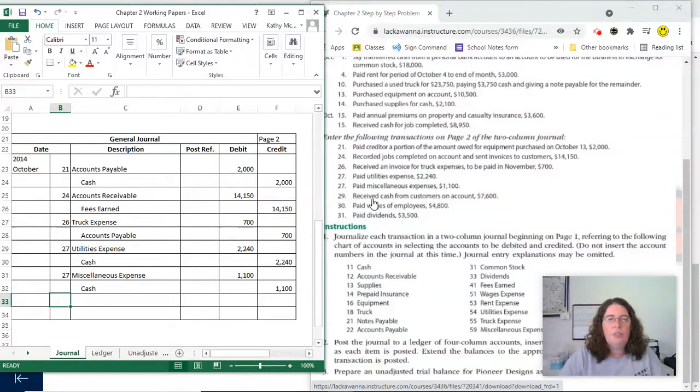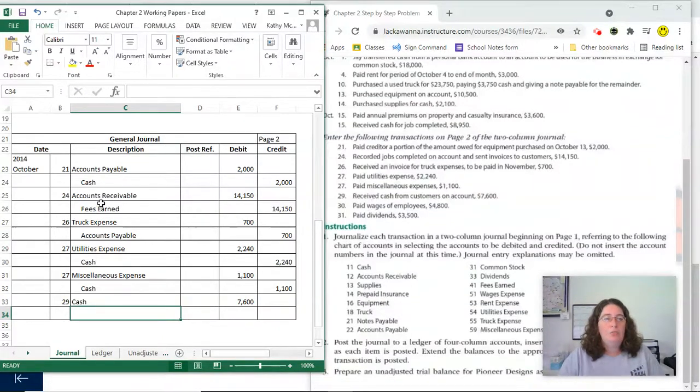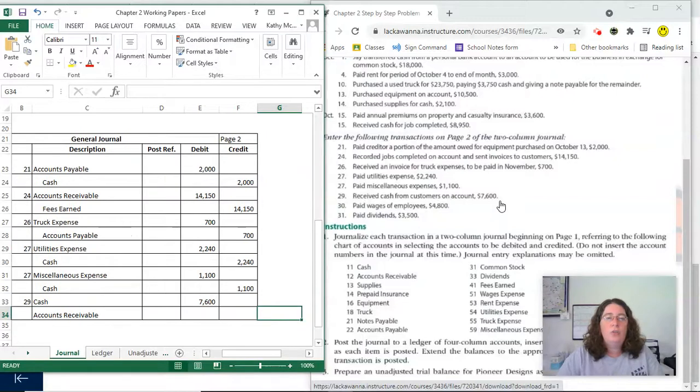On the 29th, we received cash from customers on account. Oh, we received cash, so we know we're going to debit cash. In this case, for $7,600, we received cash from customers on account. That means that right here on the 24th, where we had debited this accounts receivable, we had said customers owe us $14,150. Now on the 29th, we are receiving cash from customers on account. That means that this amount is going to come out of accounts receivable. So again, we debited it to increase it. Now we're going to credit it to decrease it.